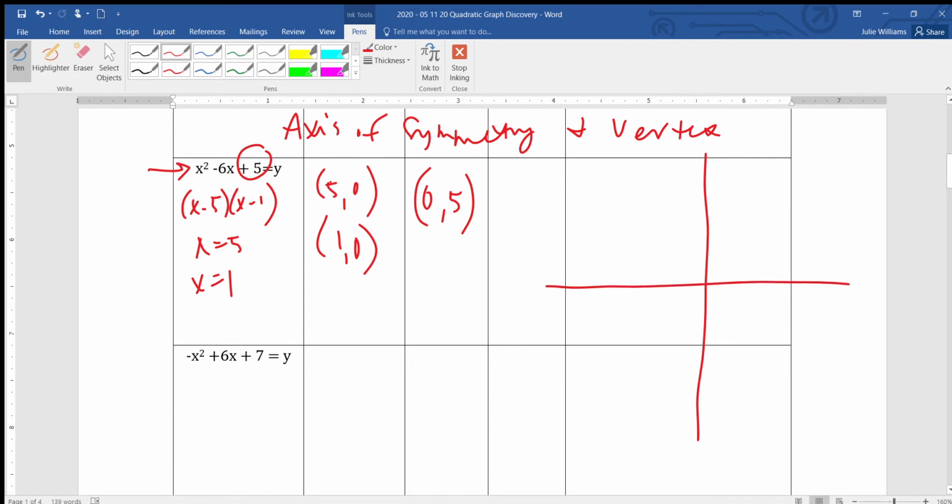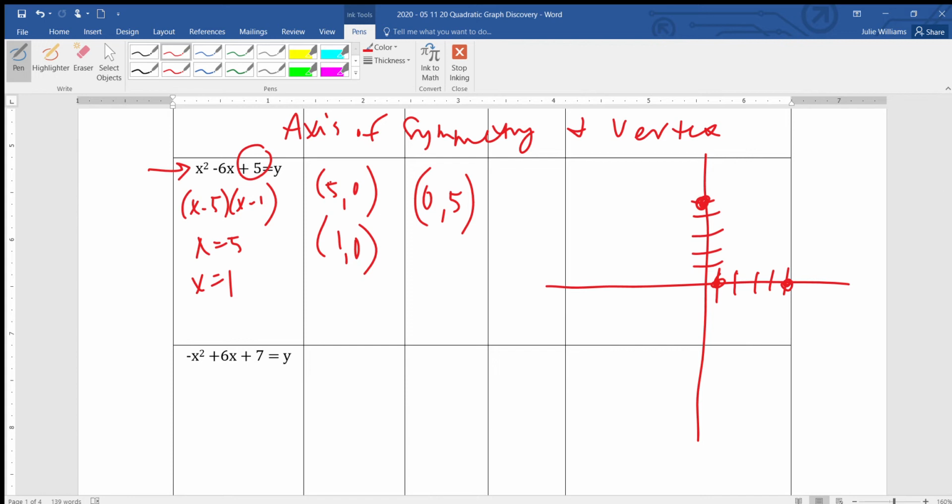Okay, I know that I have one point at (1, 0). Please let this dot stay. Okay, and I also know I have one at (5, 0), and of course it disappeared. Maybe I'll let them stay. Okay, and I also have one at (0, 5). Okay, and so I know also that it's going to open up. It's going to be a smiley face.